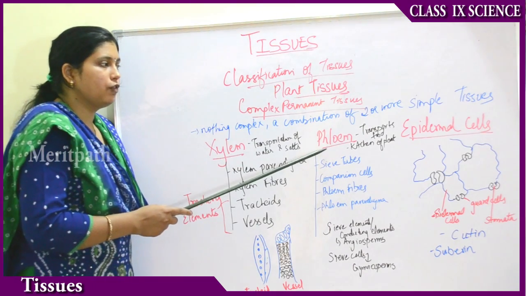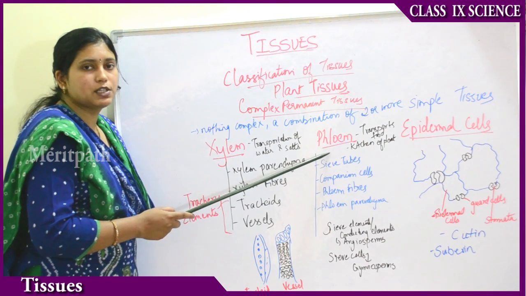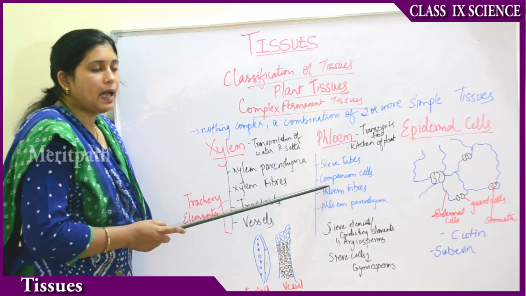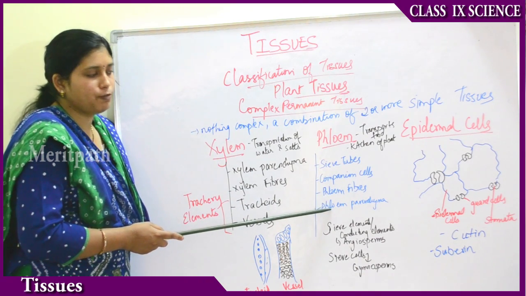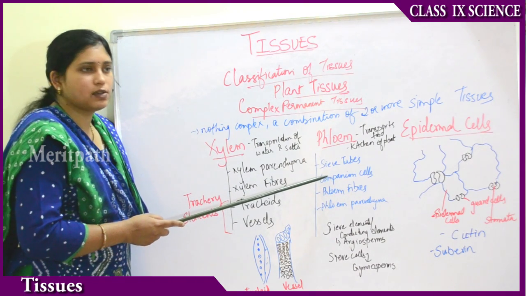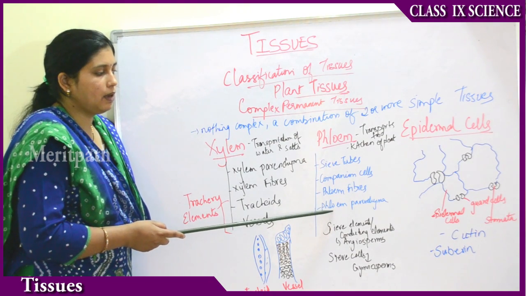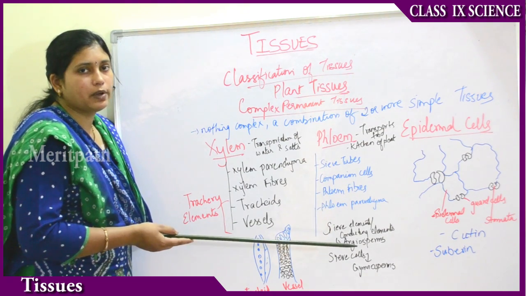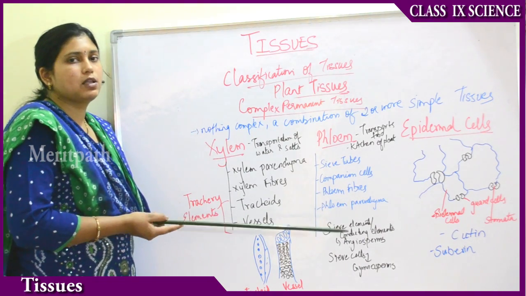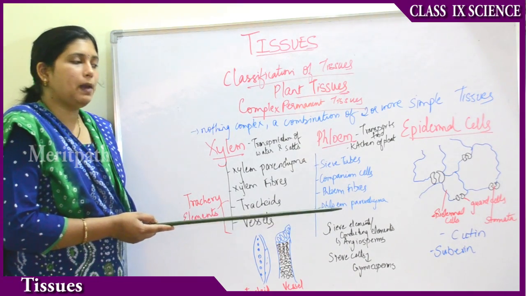So next, let's move on to phloem. So what is phloem? Phloem consists of four types of cells: sieve tubes, companion cells, phloem fibers and phloem parenchyma. The only function of phloem parenchyma cells is storage. Then phloem fibers. Think of fibers, think of support. Phloem fibers provide support to the plant.